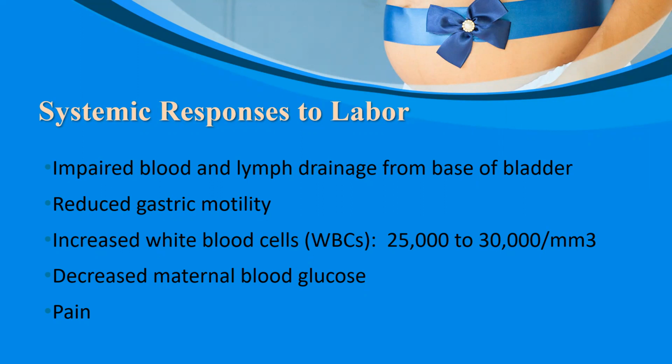Systemic responses to labor: impaired blood and lymph drainage from the base of the bladder, reduced gastric motility, increased white blood cells is normal in the delivered mom, 25 to 30,000, decreased maternal blood glucose, and pain.